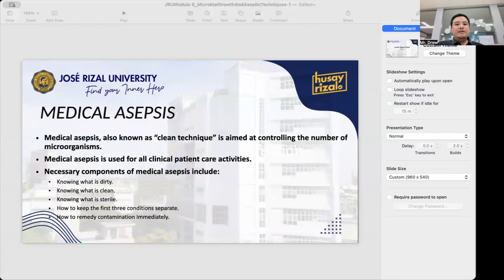So medical asepsis is used in every patient care activity. So, five key principles. Number one, know what is dirty. Number two, know what is clean. Number three, know what is sterile. And four, keep these categories separate. And lastly, fix contamination immediately. Example, hand washing, wearing gloves and PPE, cleaning patient rooms, and disinfecting medical tools.